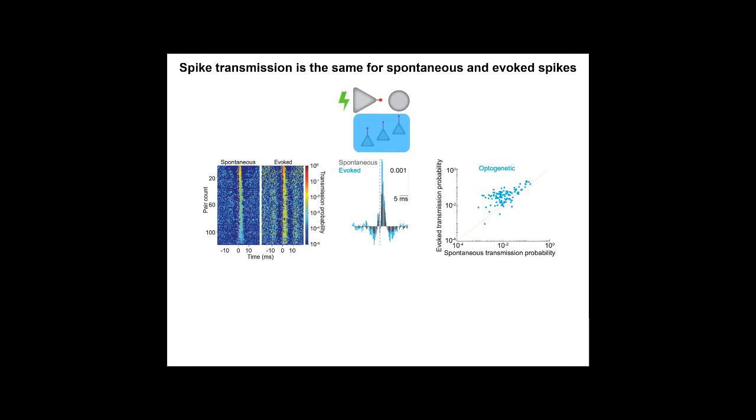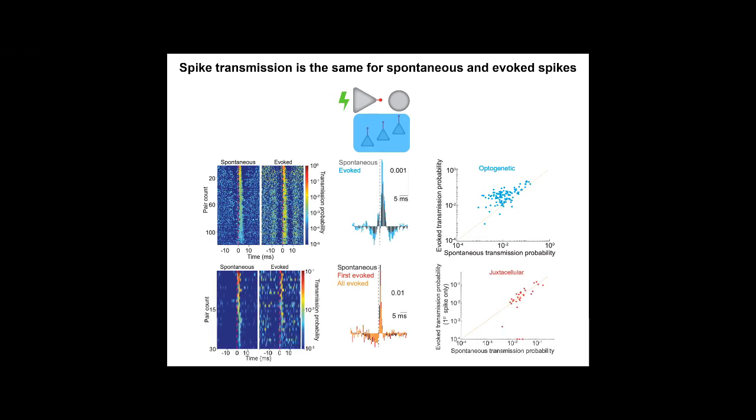We wanted to verify this with a second technique, so we used a technique called juxtacellular recording, where you stimulate a single cell with a glass electrode, and then with a second, different silicon probe, we recorded the activity of the local neurons, the interneurons. You can see here it looks very similar to the data we collected with the micro-LED probes.